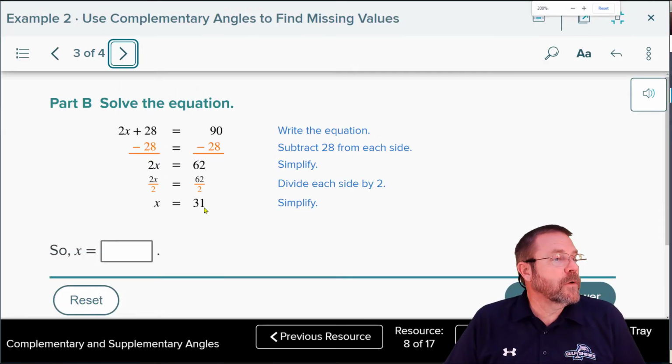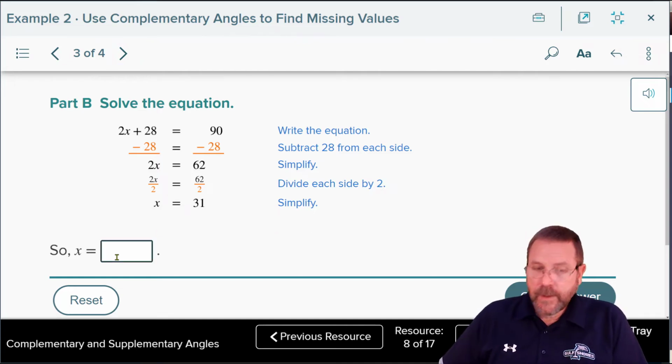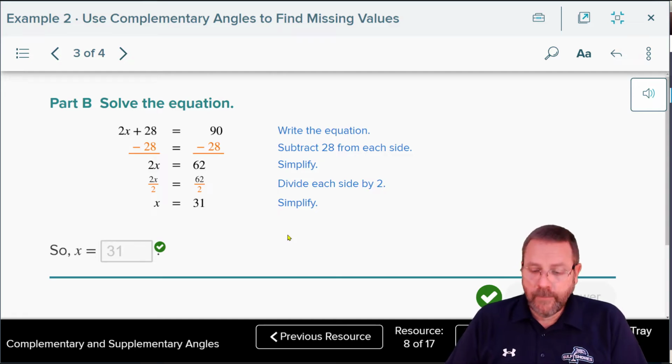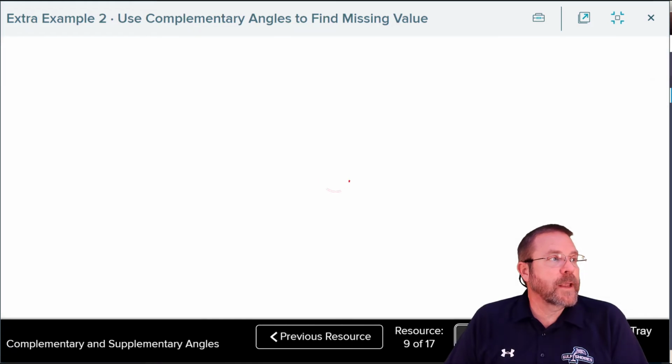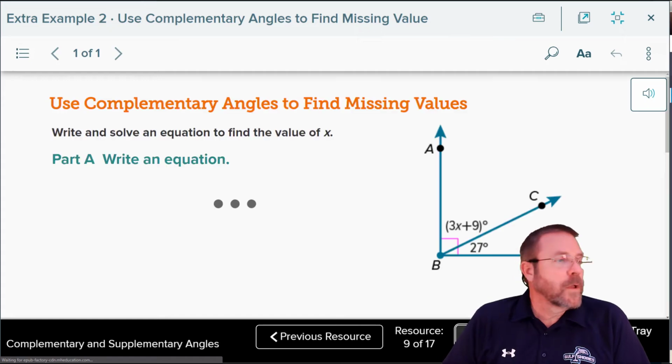They isolated their variable here using their big kid math. They subtracted 28 degrees from both sides, undoing addition and subtraction. Those zeroed out, leaving 2x equal to 62, and then they divided by 2 on both sides, undoing multiplication, and that left a final answer of x equals 31. They've got some great supporting work here. They wrote their equation, they isolated their variable the proper way, and now it's going to be your turn to do the same exact thing on extra example number 2. So pause the video and work this problem on your own.